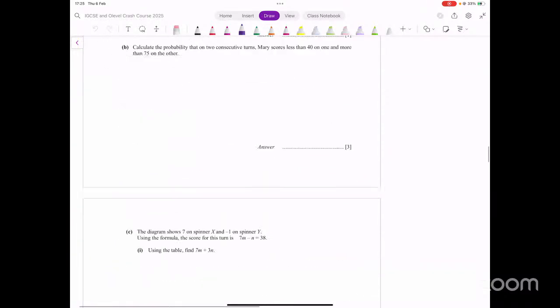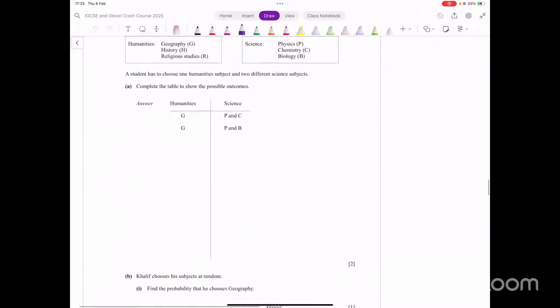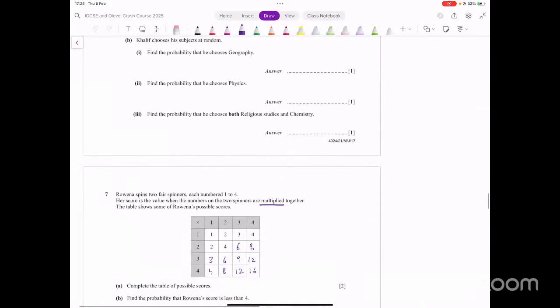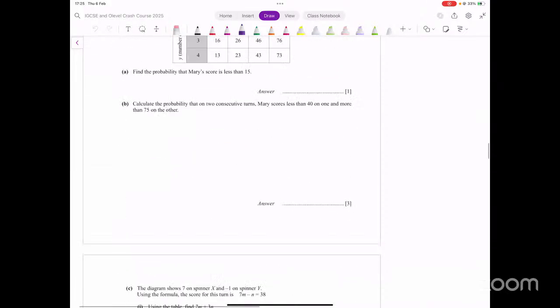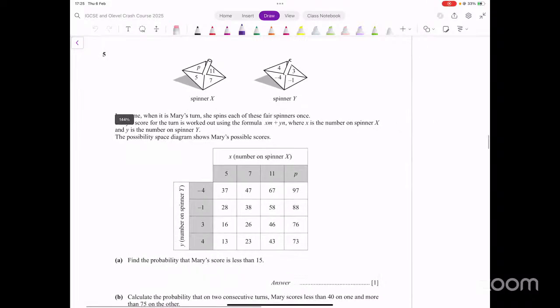This looks like a good one. You might be able to do this or this. Okay, this does not look that difficult. Okay, let's just do this one. This is the last one that we'll do today.